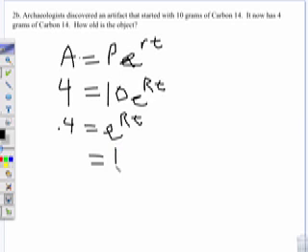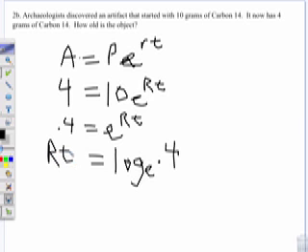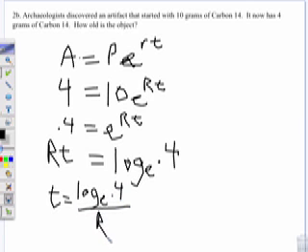Oh, that's exponential form. We want to get a variable by itself, so let's write it in logarithmic form. So it's going to be log base E of 0.4 equal to R times T. Now I'm using R, but remember that was a number we found. So I have a number times T, we'll divide by that number. So we have T equals the log base E of 0.4 divided by R.